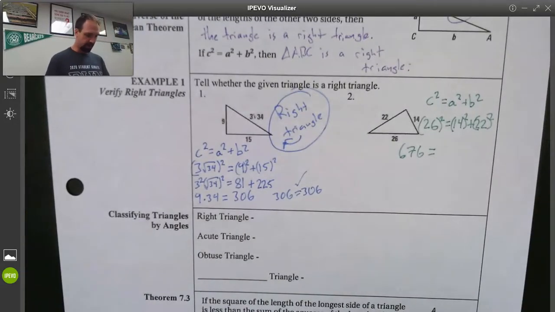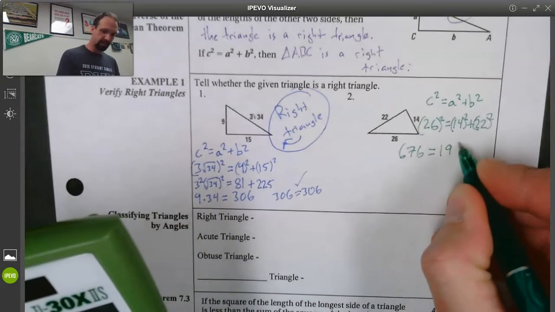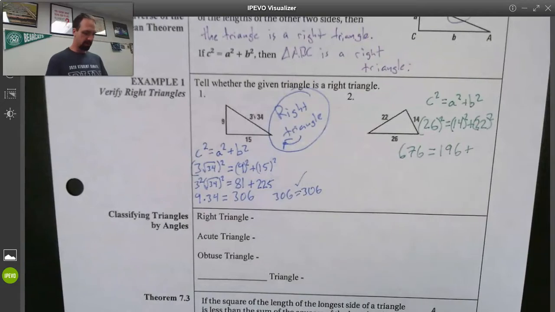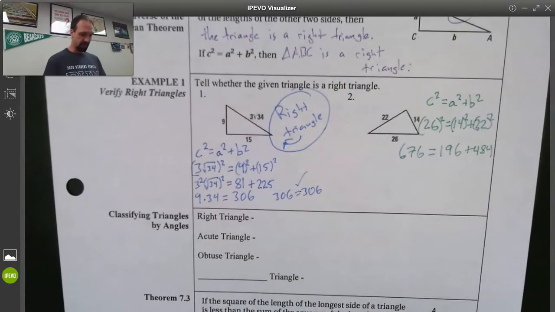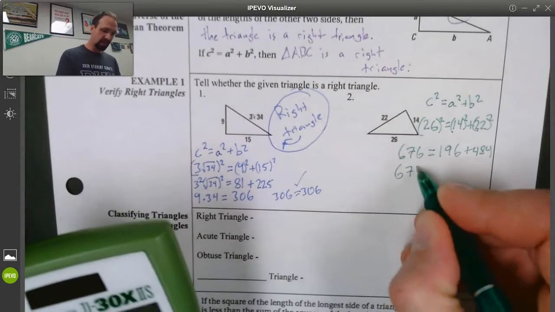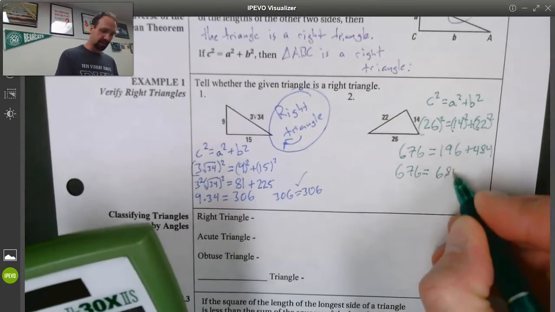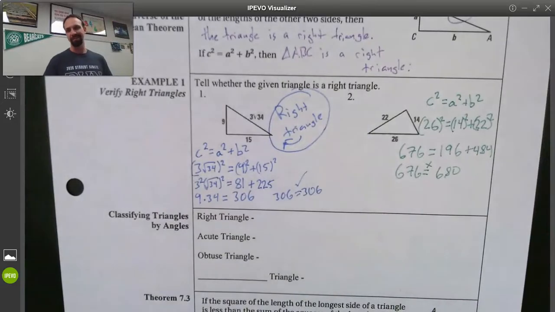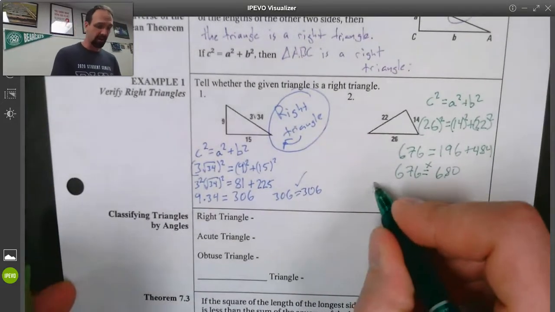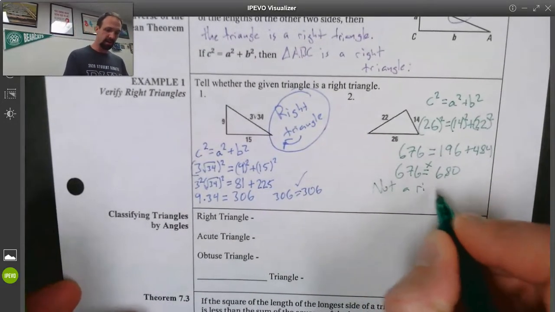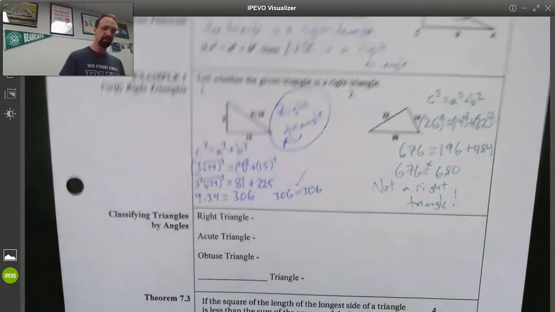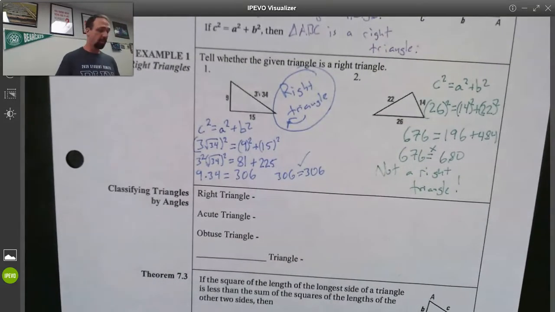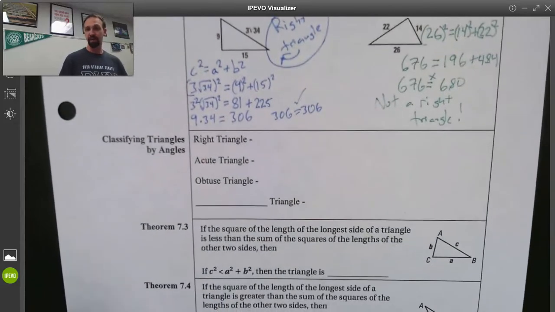14 squared, I forgot, 196. And then 22 squared is 484. So then I just add 484 plus 196. I get 680. So I'm saying 676 equals 680. So that's not true. So I put an X to show that that's false. This is not a right triangle. So there's example 1, verifying that it is a right triangle or not.